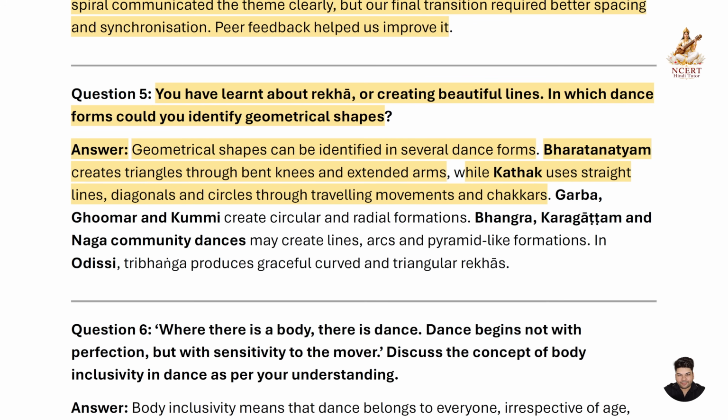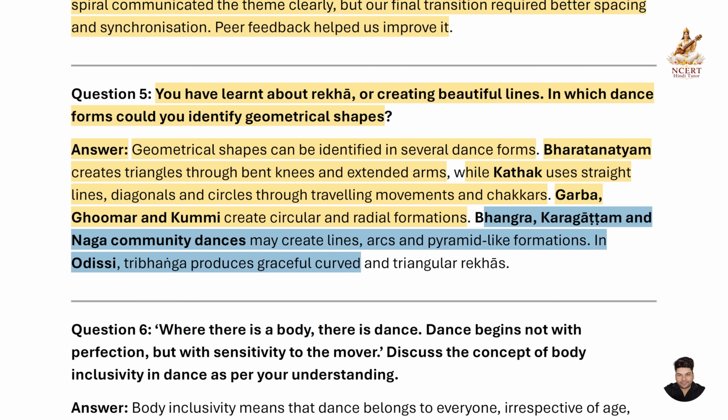and chakkars. Garba, Ghumar and Kummi create circular and radial formations. Bhangra, Kargattam and Naga community dances may create lines, arcs and pyramid-like formations. In Odissi, Tribhanga produces graceful curved and triangular rekhas.